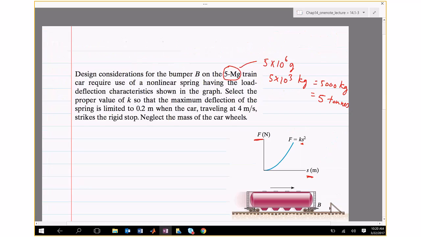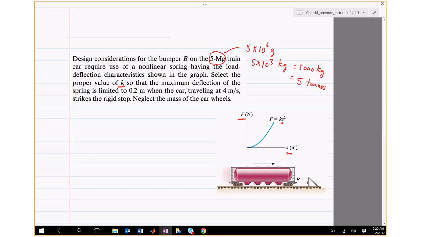Select the proper value of k so that the maximum deflection of the spring is limited to 0.2 meters when the car traveling at 4 meters per second strikes the rigid stops. Neglect the mass of the car wheels. So this thing is traveling at 4 meters per second. That's when the bumper B is in contact here. After that, the spring compresses and stops in 0.2 meters. So you have to find the spring constant k which will ensure that the train would stop in 0.2 meters when it's traveling initially at 4 meters per second. Is that clear?